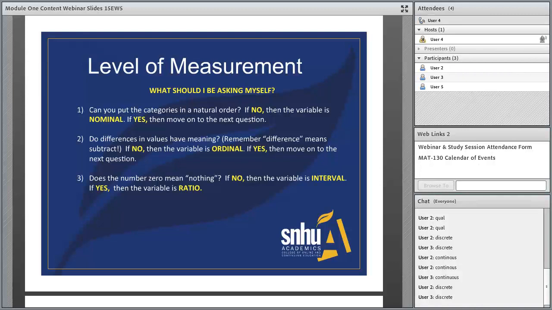So now we want to say, do differences in values have meaning? Remember, what does difference mean? Difference means subtract. If no, then the variable is ordinal. If yes, then we'll move on to the next question.